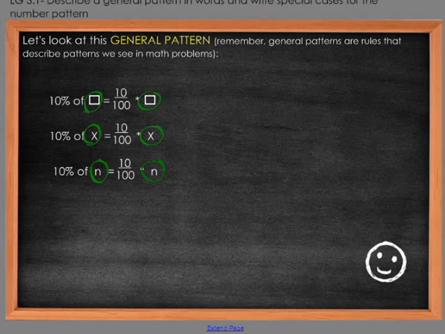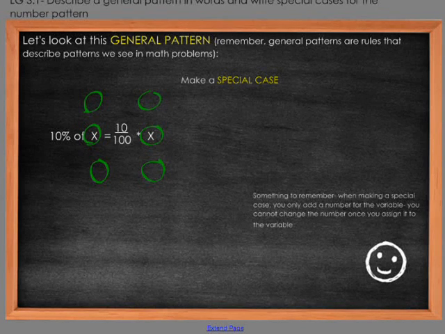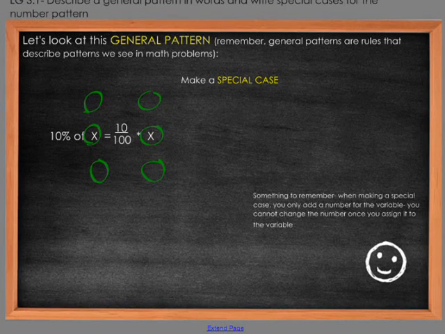Okay, so a general pattern is a rule. So in this case, to find 10% of x, I need to take 10 divided by 100 and times it by x. So let's say we're going to make a special case from this. To make this into a special case, what we would do is we pick a number to put in for the variable.